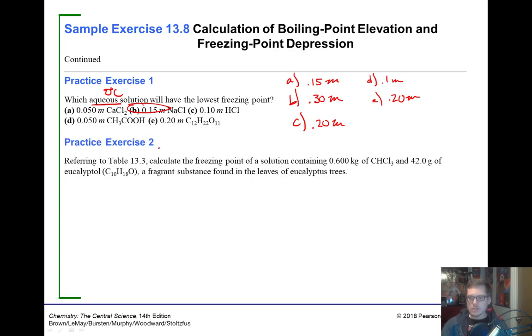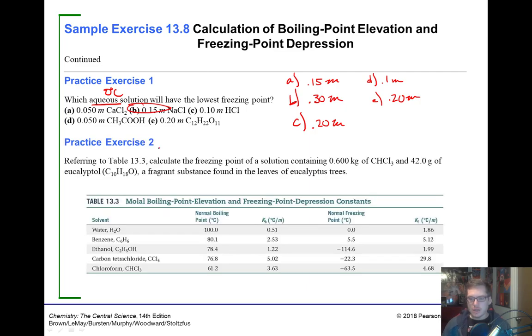Let's try exercise dose. It says, referring to table 13.3, calculate the freezing point of a solution containing 0.6 kilograms of chloroform and 42 grams of eucalyptol. So the chloroform is going to be our solvent, and we know it's our solvent because there's more of it. And then the eucalyptol will be the solute here.